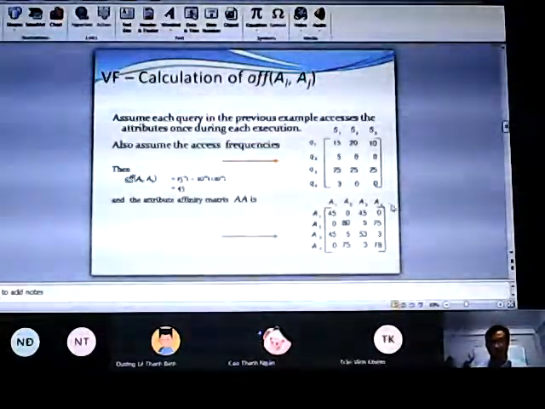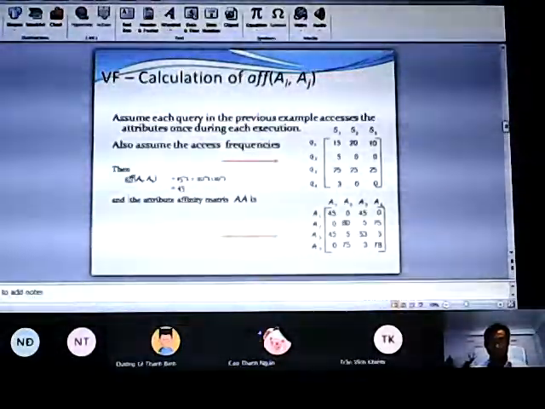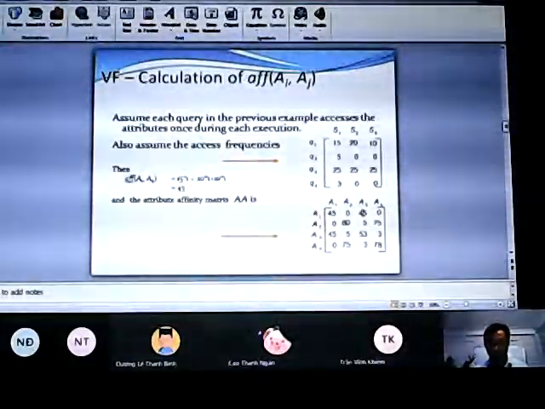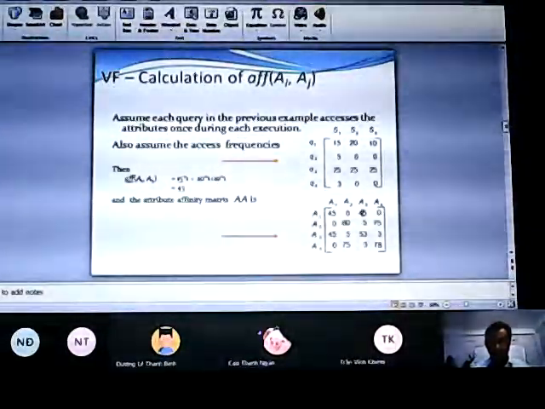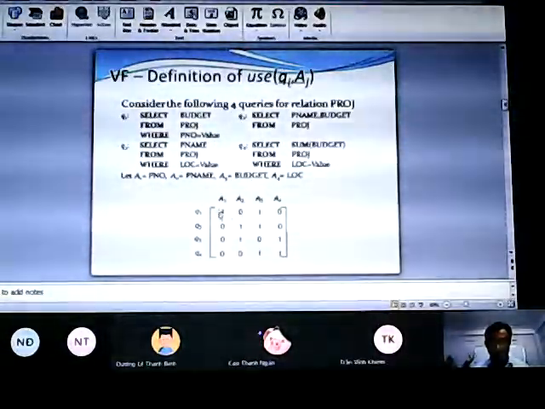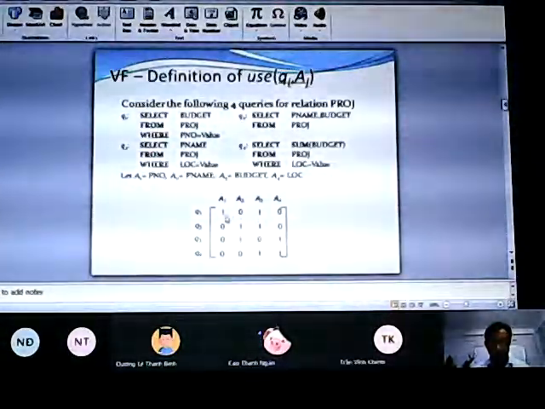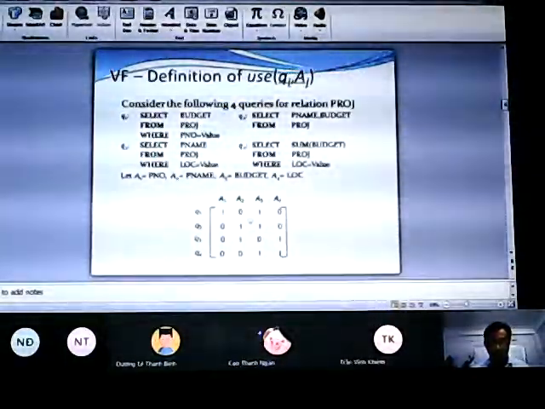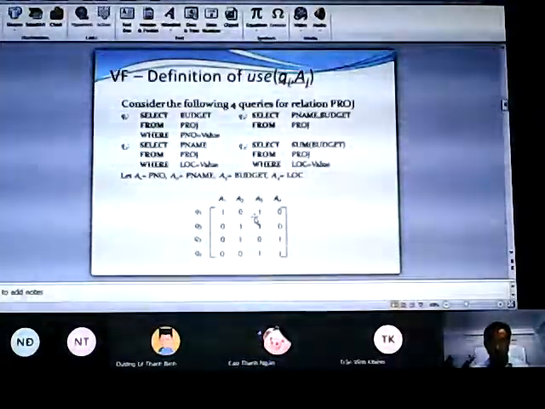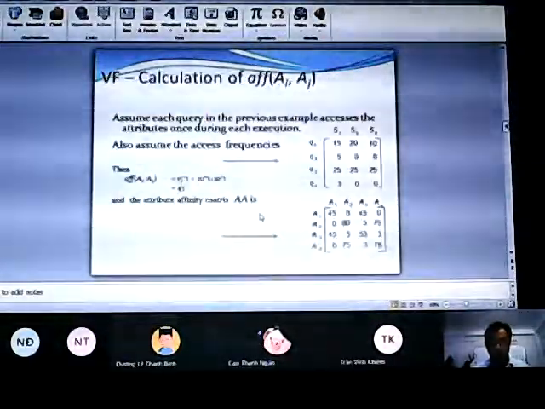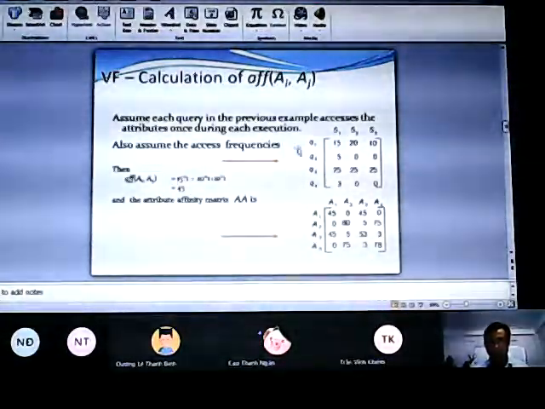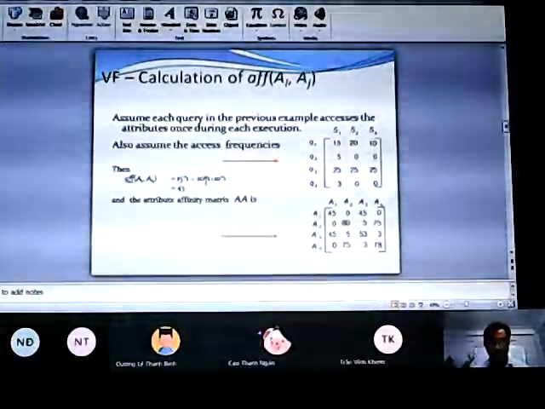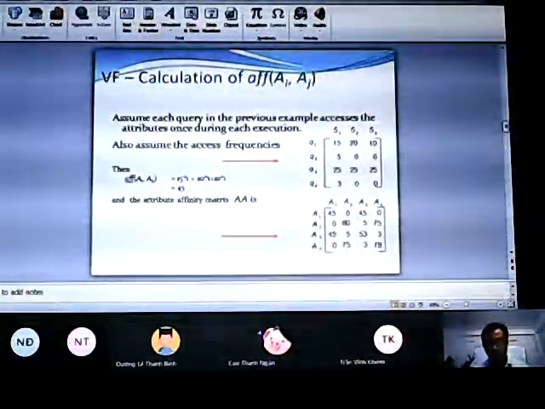I'll repeat again, can you calculate the affinity matrix with me? I show you how to calculate A1 and A3. You see A1 and A3 here? You have already a common query. This query is Q1. A1, A3, you have a query Q1 only. You go here, query Q1. You have here 15, 20, 10, and 15 plus 20 plus 10 equals 45. And you have 45 here.